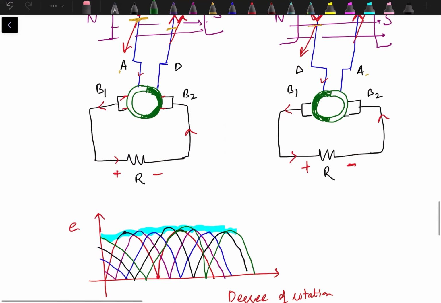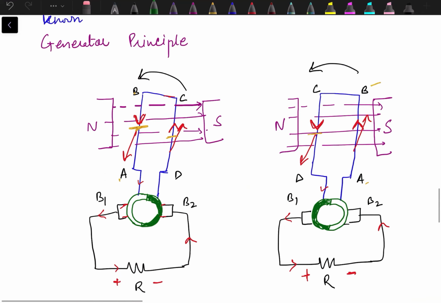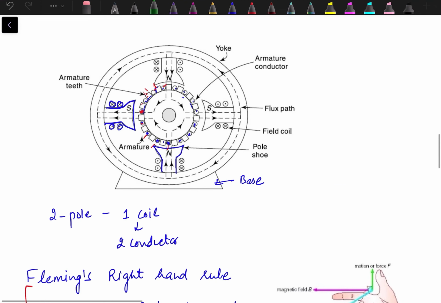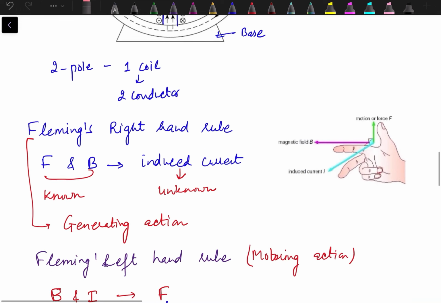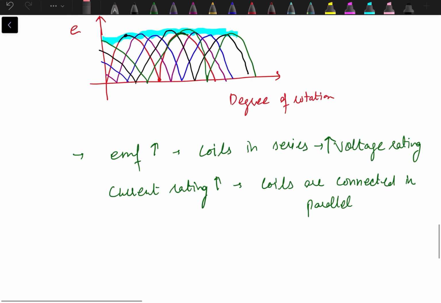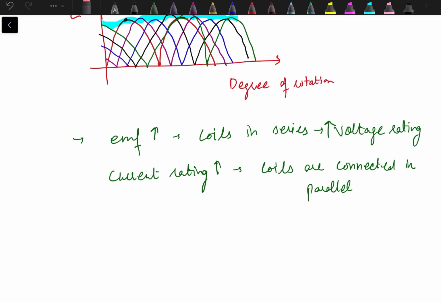So we don't have only two conductors in this. We will have multiple conductors, like shown over here, and they are connected in series or in parallel according to how much we need to increase the voltage rating and how much we need to increase the current rating.